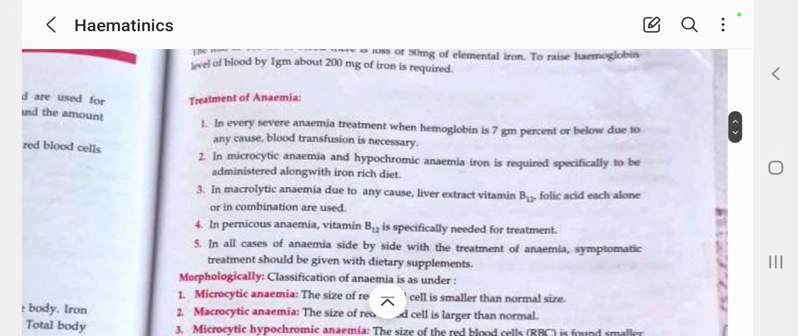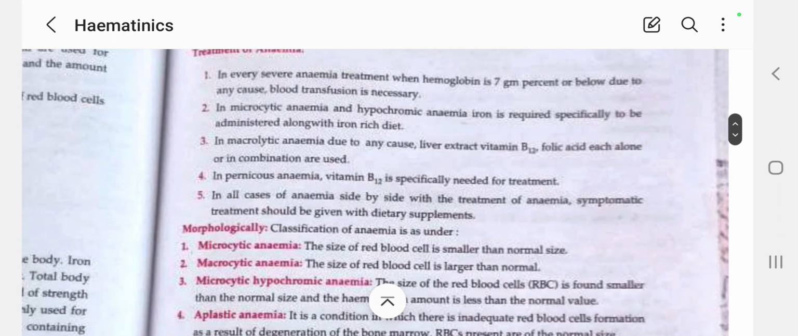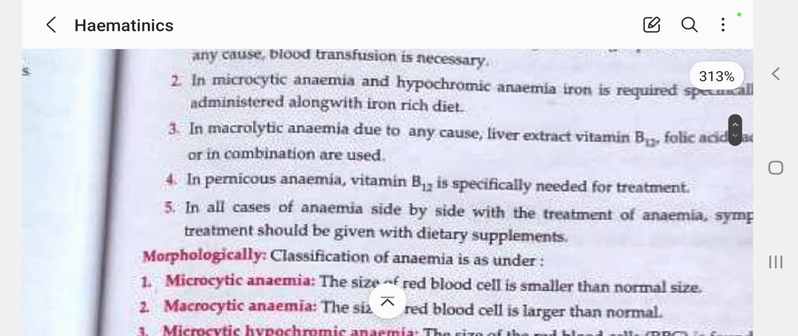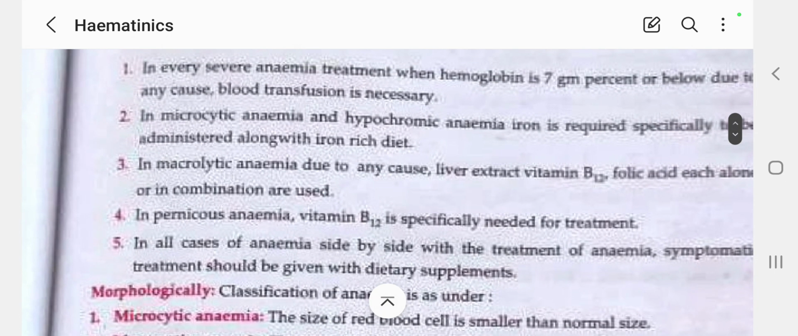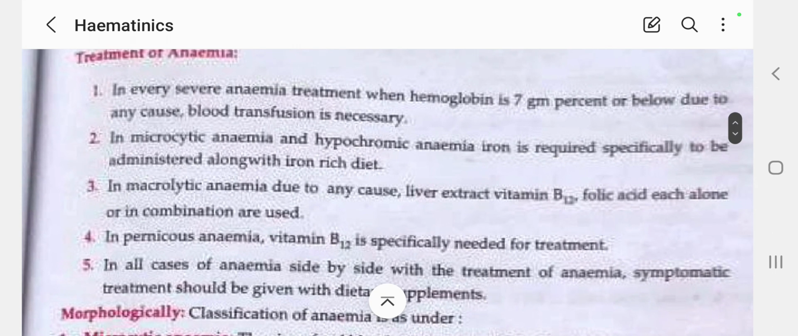So if a person's hemoglobin goes below 7 gram, blood transfusion is necessary immediately. Next, in microcytic anemia and hypochromic anemia, iron is required specifically to be administered along with an iron rich diet.